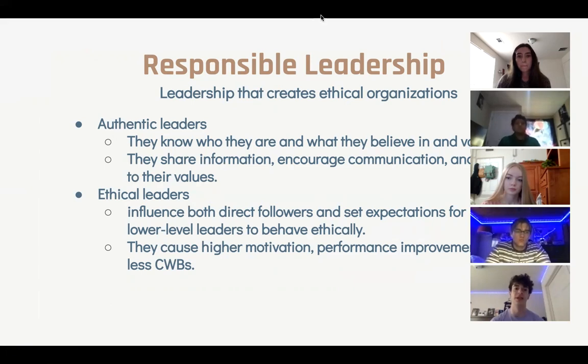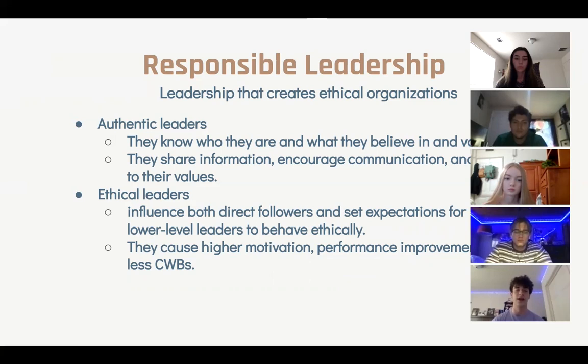Next is responsible leadership. Responsible leadership leads to ethical organizations. There are several different types of responsible leaders, such as authentic leaders. They know who they are and what they believe in and their values they stand by. They also share information, they encourage communication, and they stick to their own values.